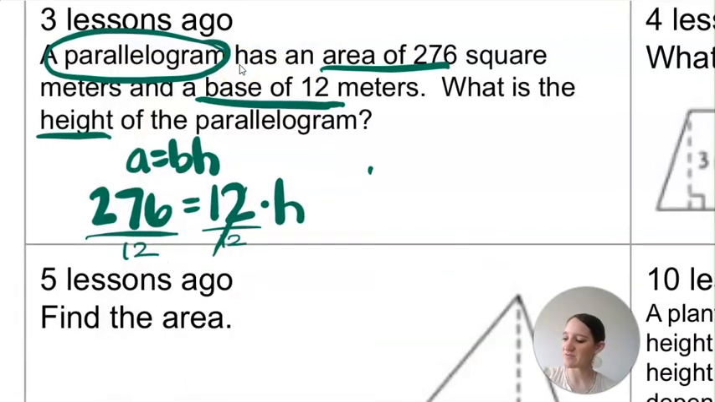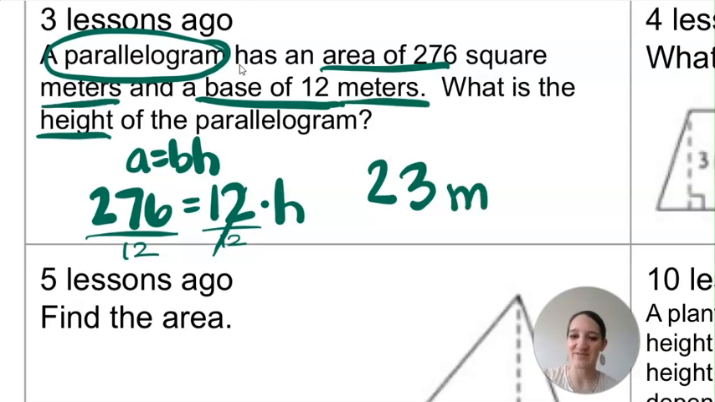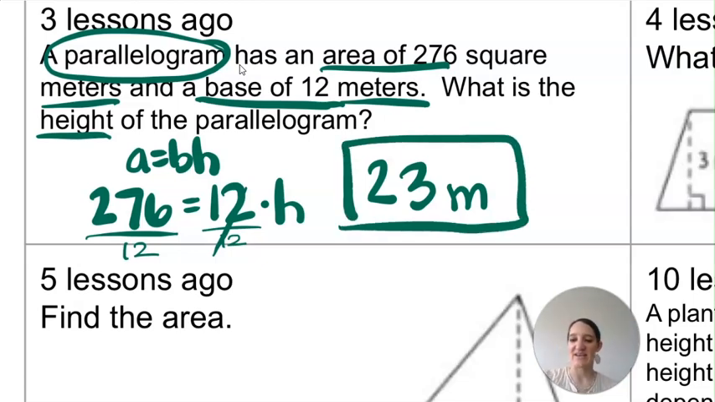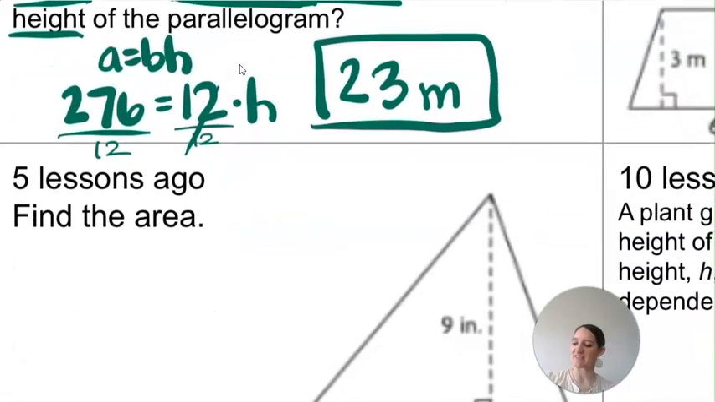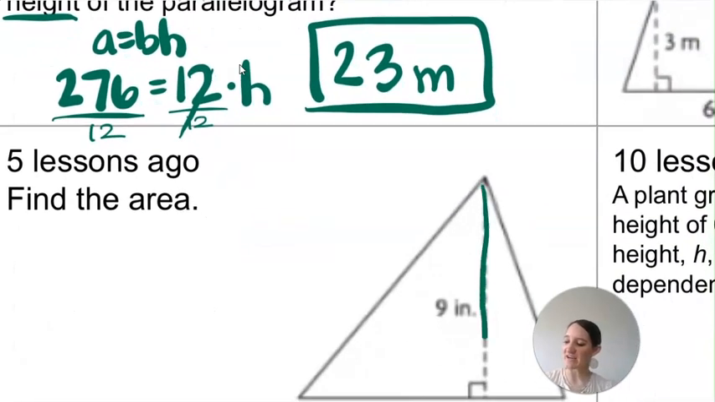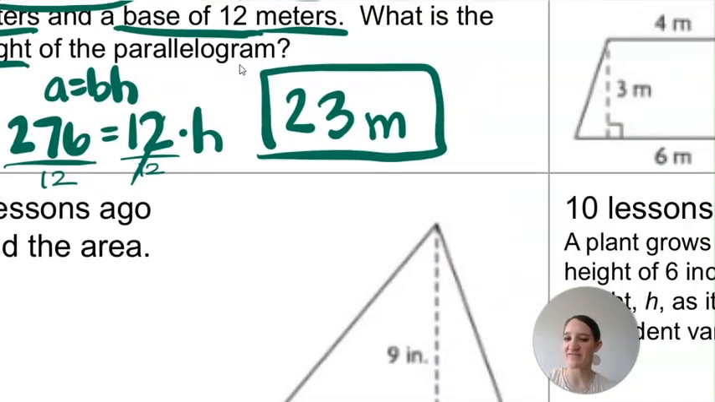And you get 23. How are you going to label that? Well, you're going to use meters because that's how everything else was labeled. But we're not going to square it because we're just talking about the height. And the height is just like this. This is the height right there. It's just a straight line going up, isn't it? So we don't need to square anything. We're not finding the area.